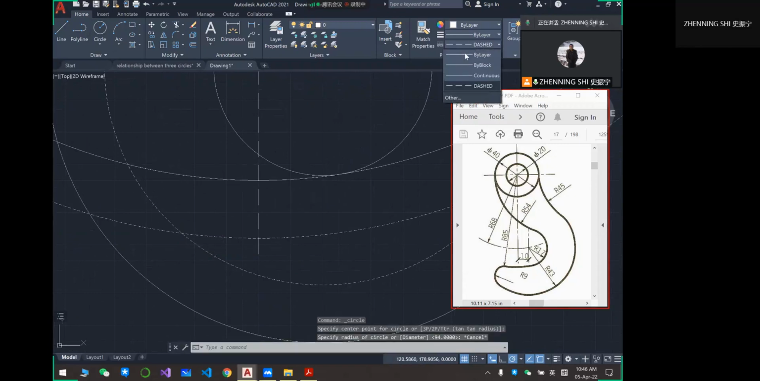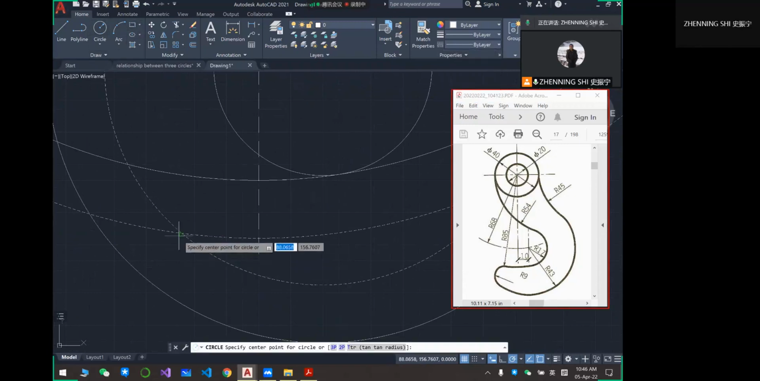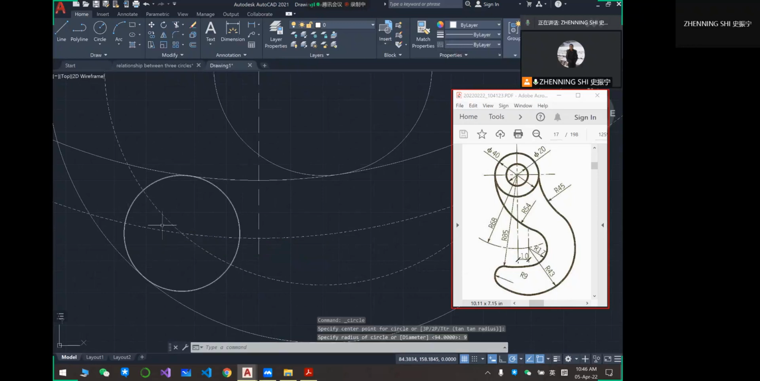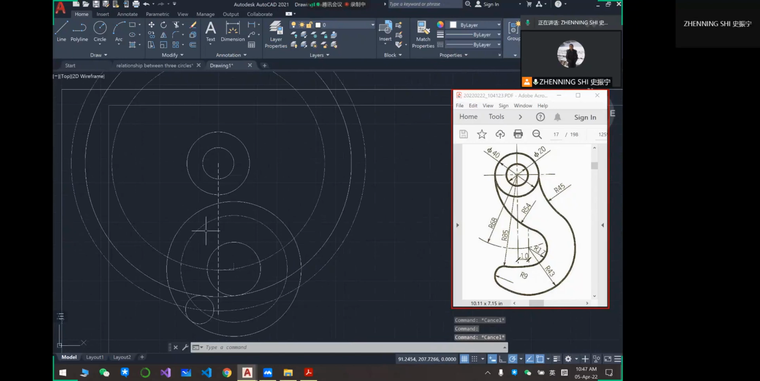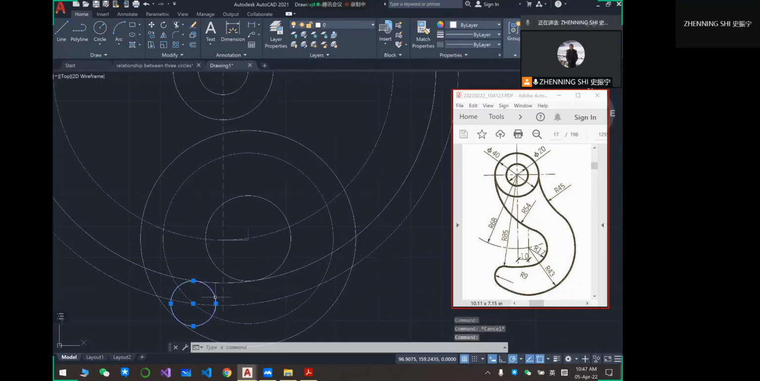Okay, I'll change the shape. R9. So you can see the circle R9 is both circumscribed with R85 and inscribed with R43. Okay, so now we get this one. In the same way we can get R53, R54 and R45.